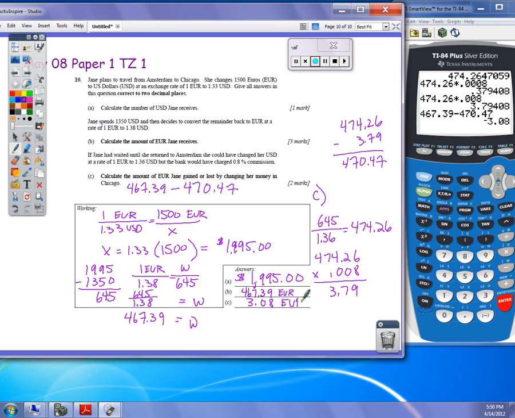So that's a problem where you won't get the whole thing correct if you don't answer the question that they ask. That's a little bit tricky.